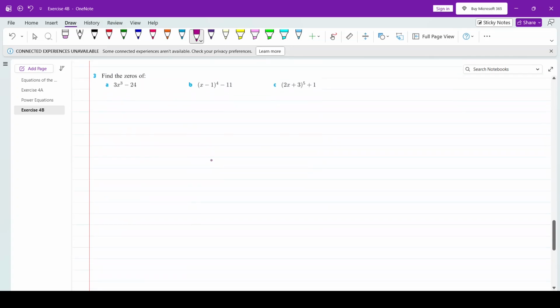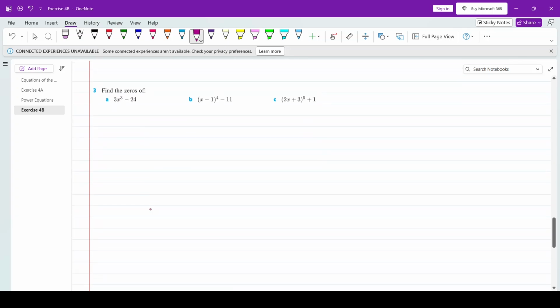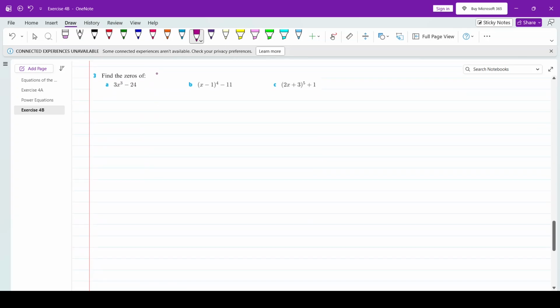Let's go to the next question. Find the zeros of. This means the same thing as find the values of x.